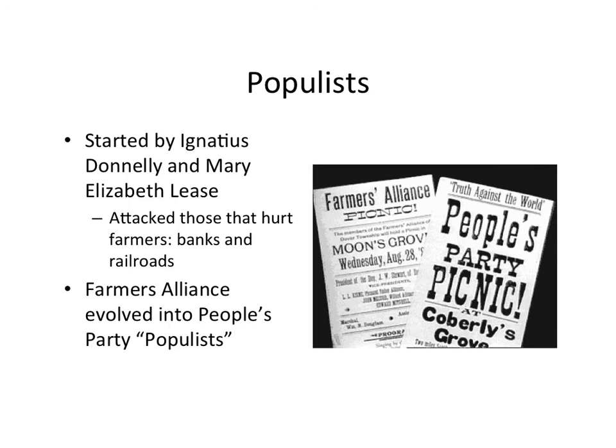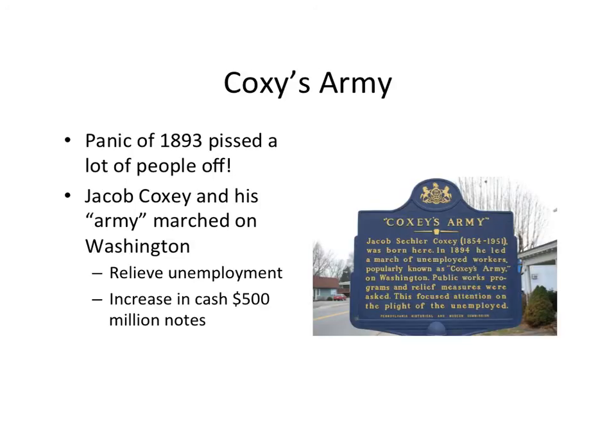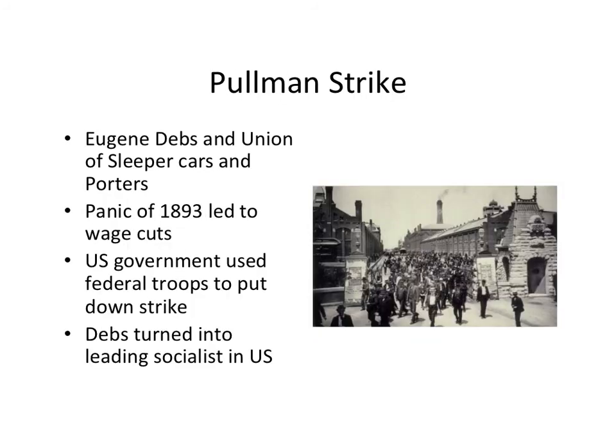The Panic of 1893 upset a lot of people because, again, they felt like this wouldn't have happened if the government was doing their job. One of these people was a guy by the name of Jacob Coxey, and he took some of the unhappy farmers and they pushed to Washington, D.C. They wanted to see relief for unemployment and an increase in cash, $500 million in notes. So again, inflation.